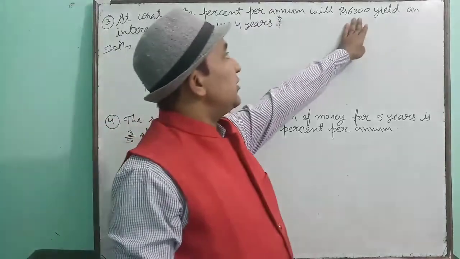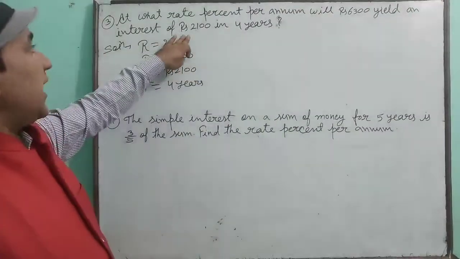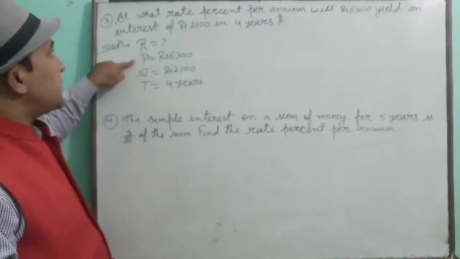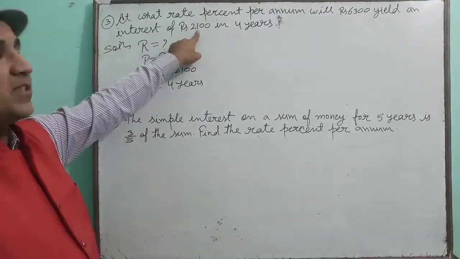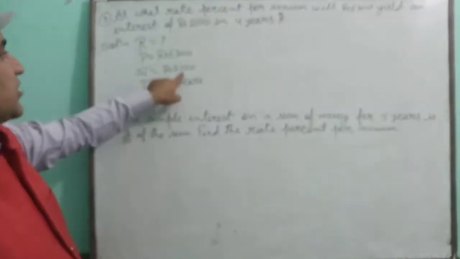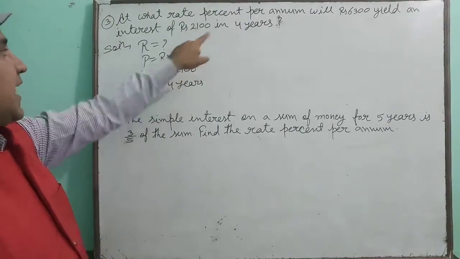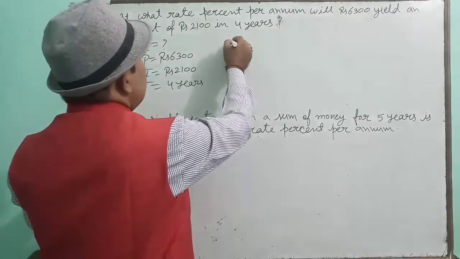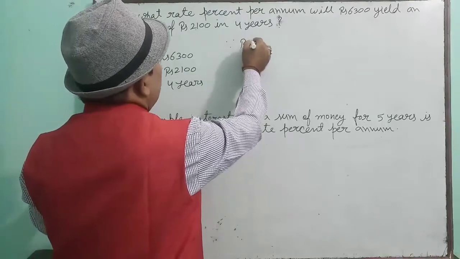Here 6300 yields the money as a simple interest, so that means 6300 is the principal amount and this rupees means this is the interest. So simple interest is 2100. Time is 4 years. I hope the question is easy. Just you have to apply the formula.